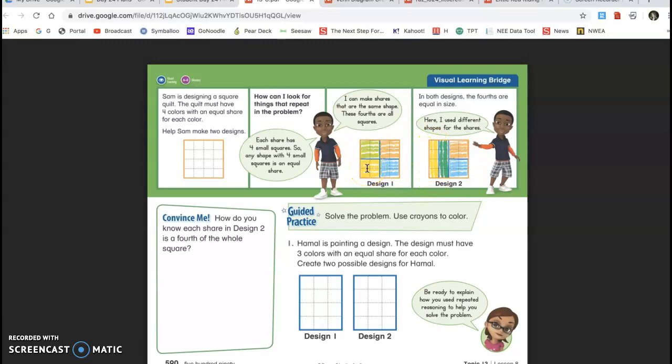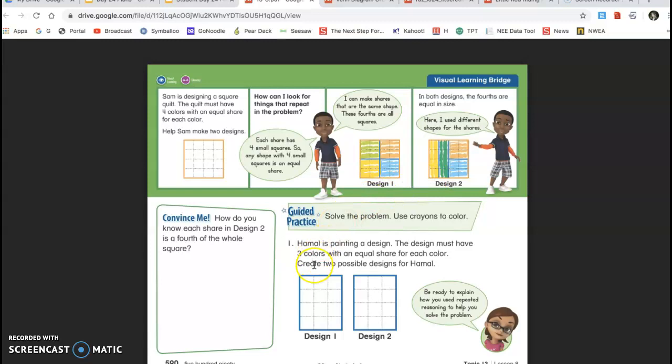But let's see if they're equal. If they're equal, they'll have the same number of squares for yellow and the same number of squares for green. So let's see. 1, 2, 3, 4 for yellow. 1, 2, 3, 4 for yellow. Are there equal shares even though they're different shapes? Yes, because they have the same number of squares. But let's double check that green. Count with me. 1, 2, 3, 4. Going over here. 1, 2, 3, 4. How about that? It's equal because there's the same number.